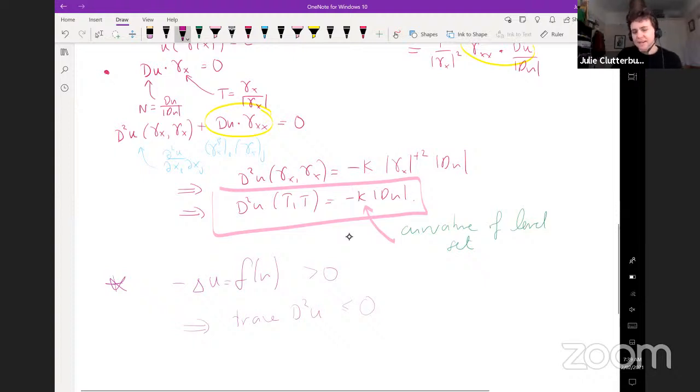It's okay. Great. So the trace is negative, but we really want to know about one specific component, whether this is also negative.